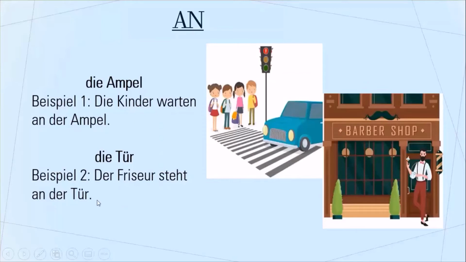Now, how is at different from the first example? Because an also means, in the sense of standing or leaning towards something, something in which there is body contact. So the barber here can also be standing in such a way that he is leaning against the door, or some part of his body is touching the door.